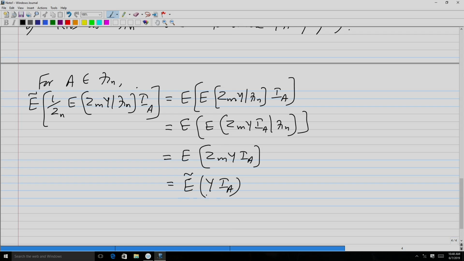So, what we have shown here is that the quantity that we have defined on the left hand side under the E tilde, without this indicator I_A, is nothing but the conditional expectation of Y given F_n under the measure P tilde. So, that is what we have shown here.